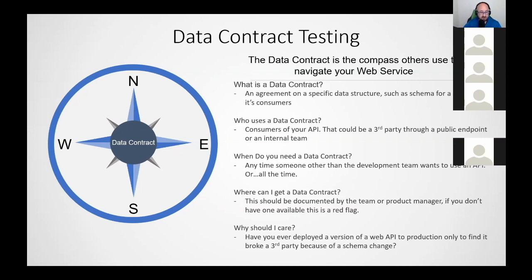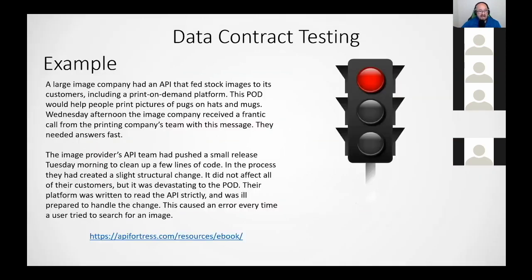So why should you care? Have you ever deployed a web API to production only to find out that it broke some third party, not necessarily the one change, one field you tested, but because of a schema change? Because I have, and I've seen that.